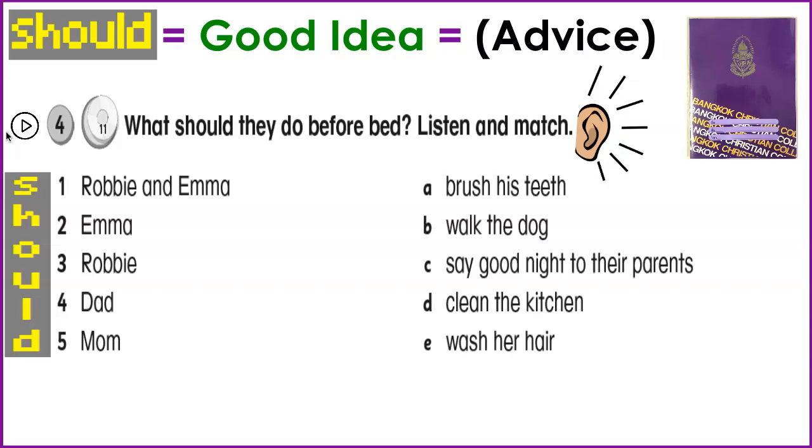Listen and match. 1, Robbie and Emma should say goodnight to their parents. 2, Emma should wash her hair. 3, Robbie should brush his teeth. 4, Dad should walk the dog. 5, Mom should clean the kitchen.